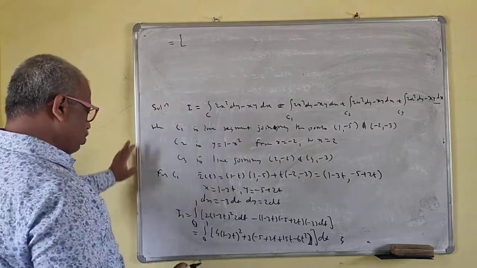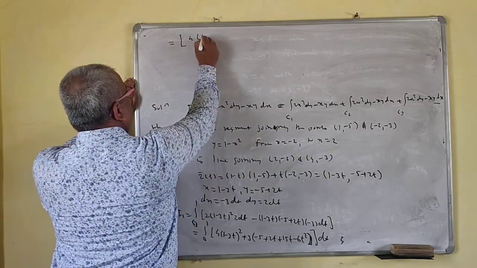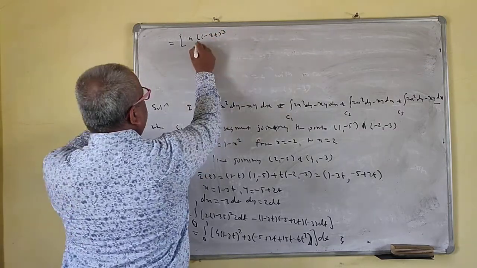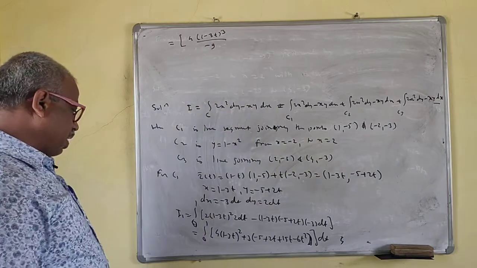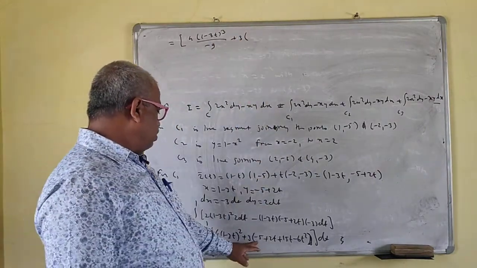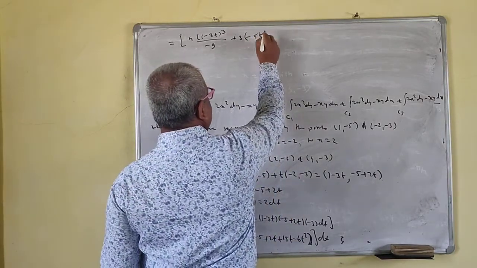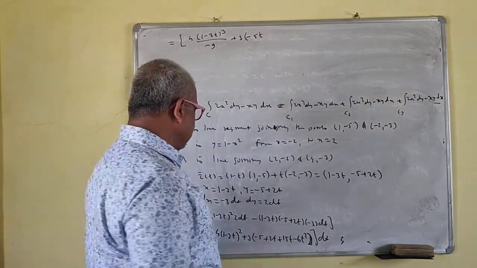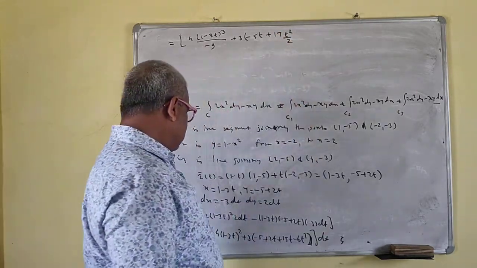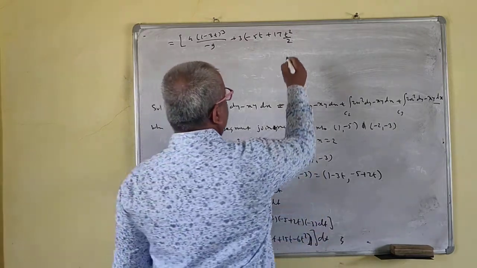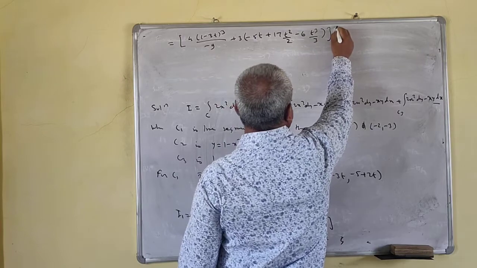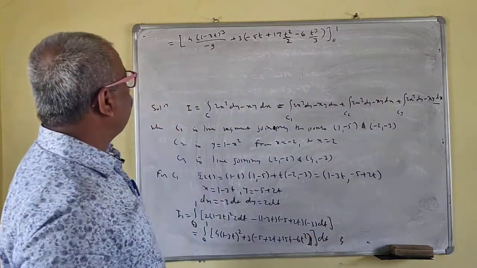As usual now, this is 4 times (1 minus 3t) cube upon minus 9, plus 3 into... okay, we'll simplify and integrate. Minus 5t, so this is 17t, so 17t square by 2. Then minus 6t, so minus 6t cube by 3. And this is from 0 to 1.